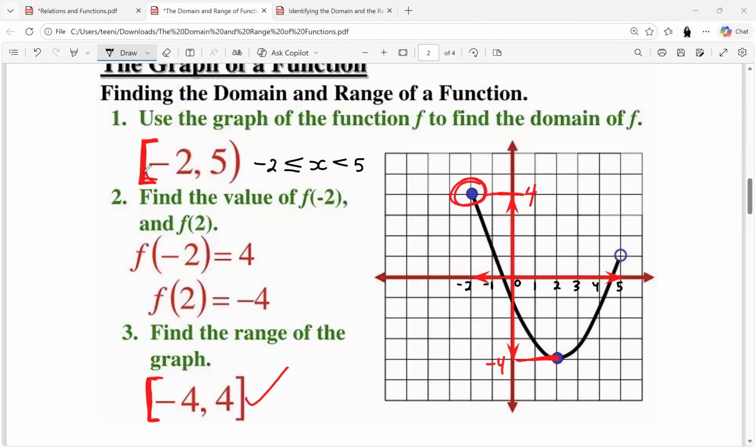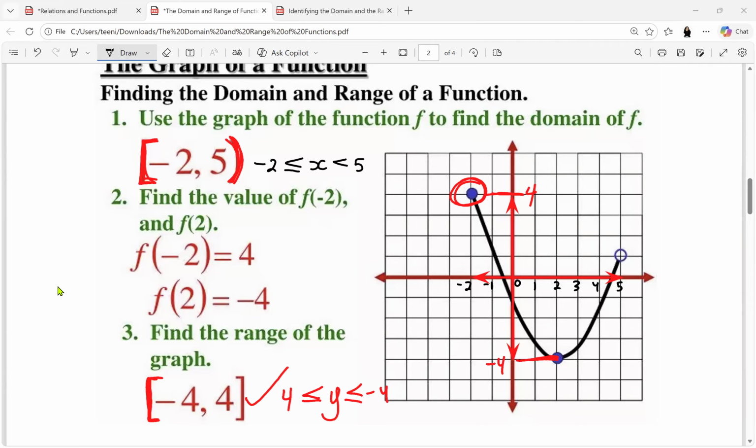The square bracket is for the part that's -2, since x is greater than or equal to -2, and we had a curved bracket for when x is less than 5. But here, x is less than or equal to 4 and greater than or equal to -4. So if I were to write the range, I would say y is greater than or equal to 4 and less than or equal to -4.